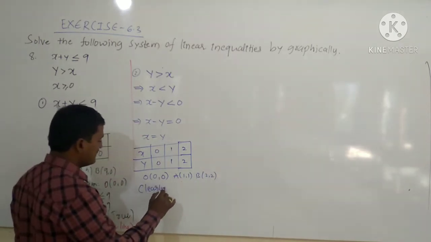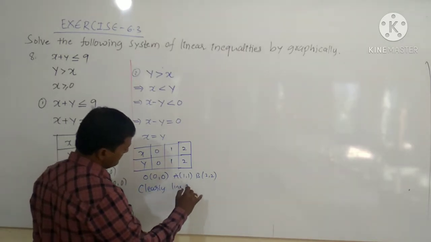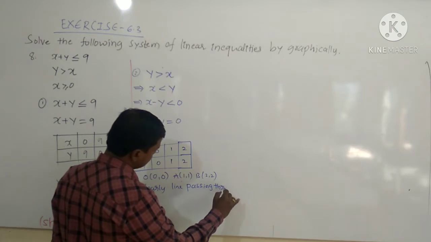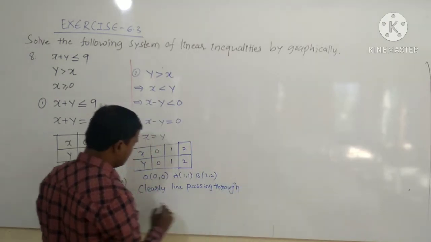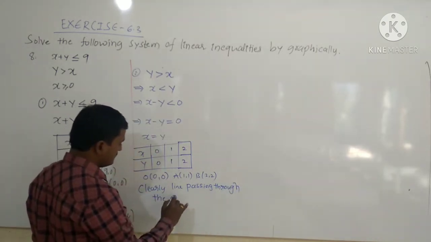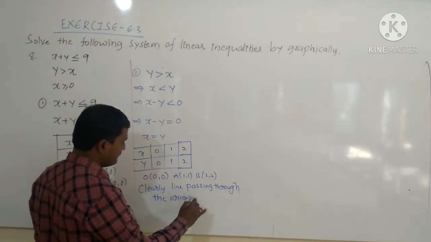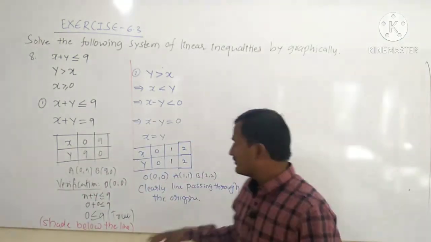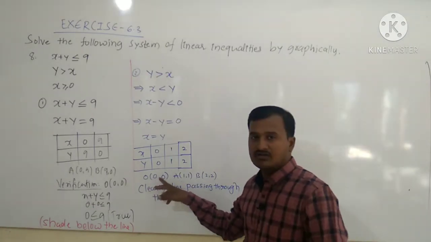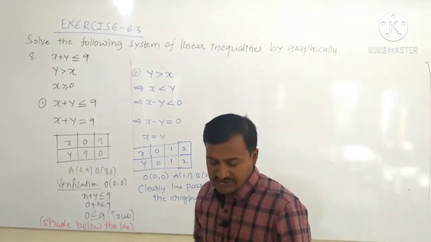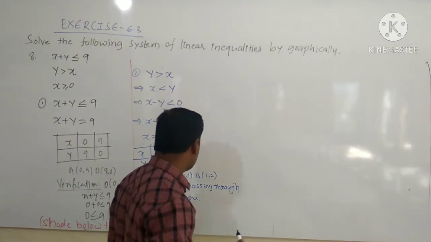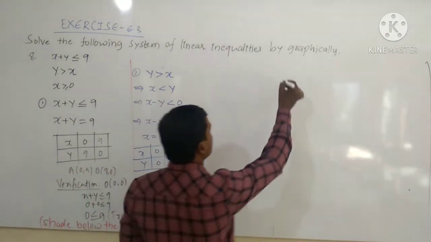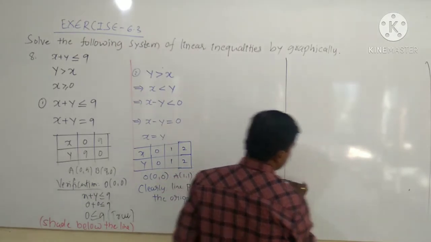So clearly the line is passing through the origin. Why have I written line passing through origin? The first point, we got origin 0 comma 0, hence the line is passing through the origin. Okay, now you have to shade that line. Here we will verify that. For that, first I will draw the line.